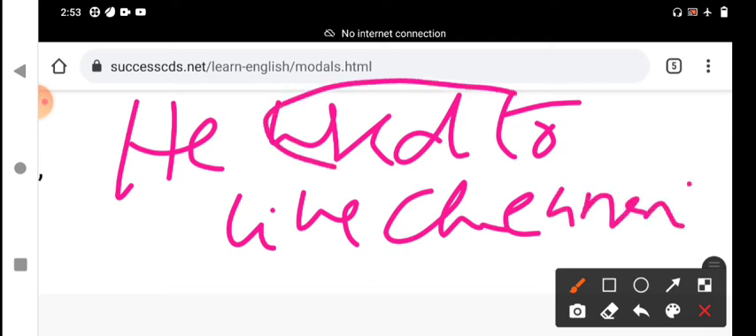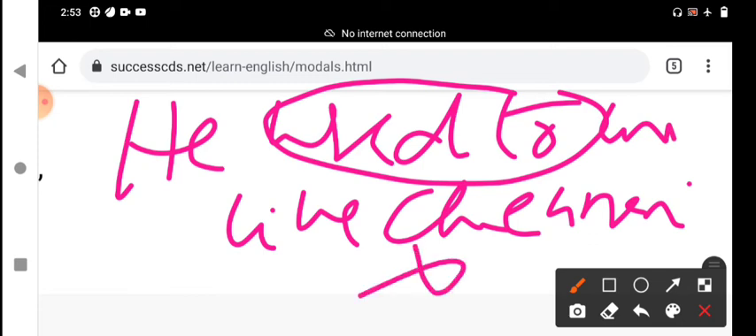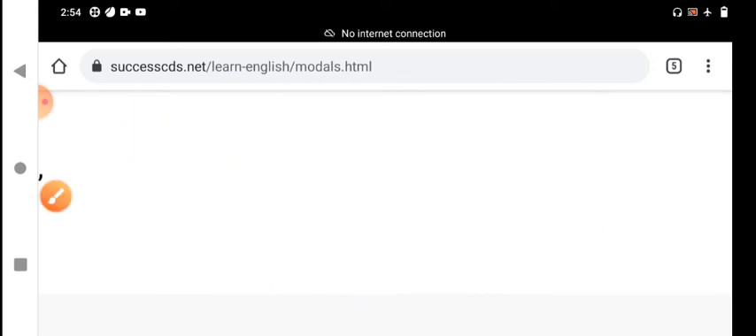Instead of used to, you drop down, he would live in Chennai. It is wrong usage. When you describe a state, condition or situation, we should not use the modal verb would. Only we should use used to, which is more important, my dear students. It refers to actions and situations in the past which no longer happen or are no longer true.